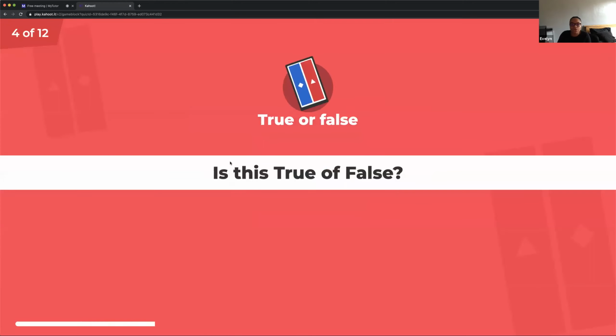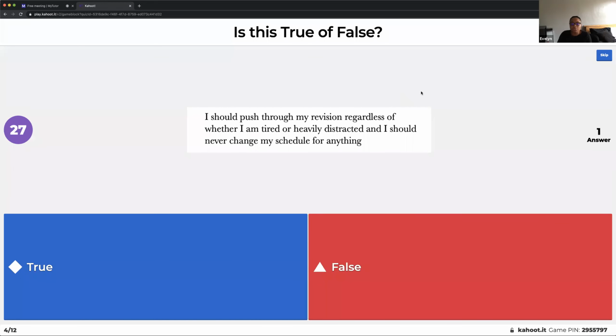Right, true or false? I should push through my revision regardless of whether I'm tired or heavily distracted, and I should never change my schedule for anything.